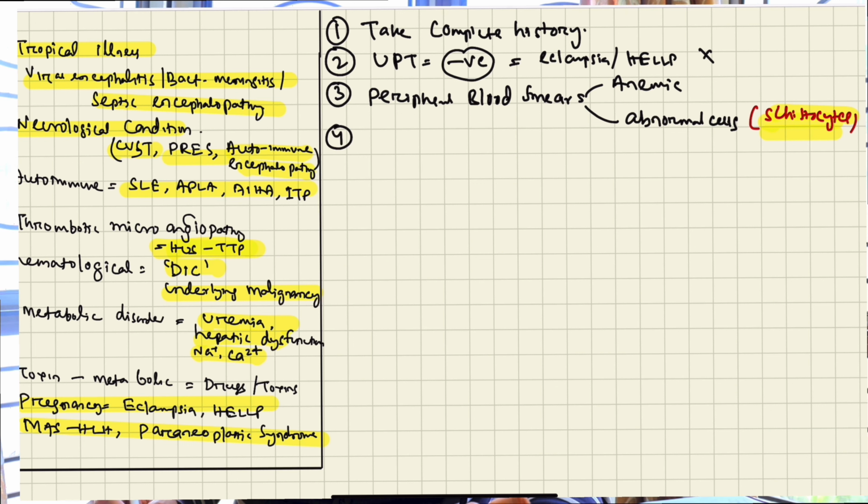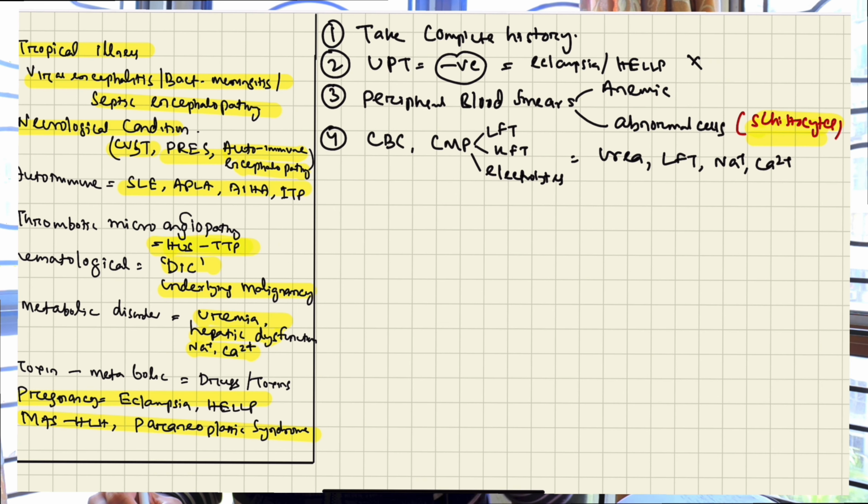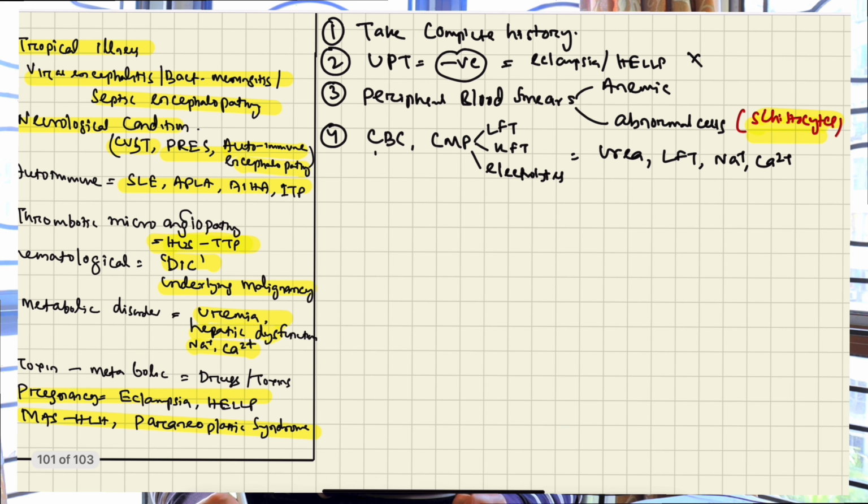Now we want to check a CBC, a CMP. The CMP will include LFT, KFT, electrolytes. So this will tell us two things. All the metabolic parameters we will know. In CBC, we can see whether the patient is too anemic or not, whether the patient requires blood transfusion at this present moment or not. What is the WBC count?